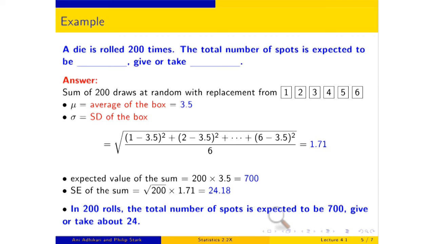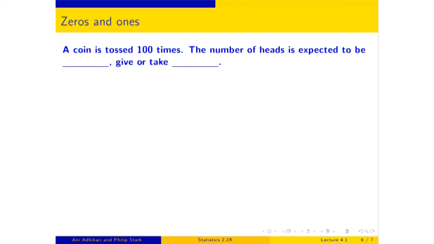And that's an interesting observation which is repeated in a famous case of tossing a coin 100 times and looking at the number of heads. Yes, I know you expect it to be 50 without calculation, but can you tell me how far off you're going to be? You can, if you just apply what we've done today.